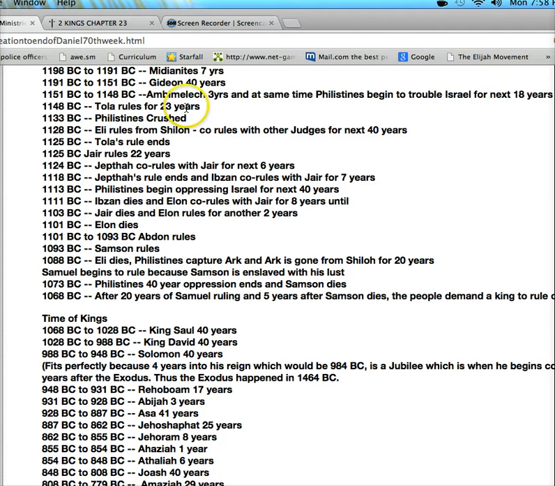Then Tola rules for 23 years. During Tola's rule, the Philistines are finally crushed. And then here in 1128 BC, you have Eli ruling from Shiloh. And he actually co-rules with other judges. In fact, there's as many as 2 other judges ruling Israel while Eli is ruling from Shiloh.